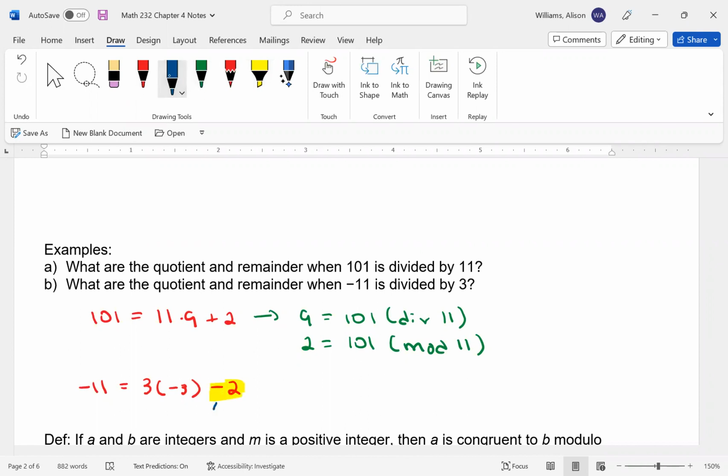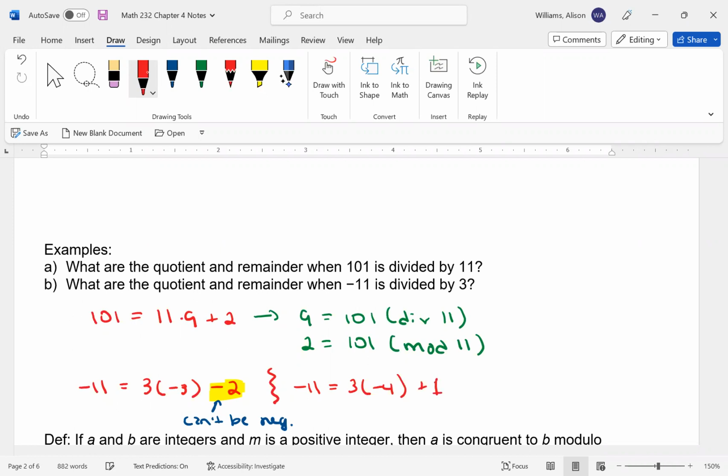Let me do that in blue. Can't be negative. All right, so that one doesn't work. So instead, let's try this. Let's do negative 11 equals, okay, so we're going to overshoot. So I'm going to do 3 times negative 4. That's negative 12 plus 1.